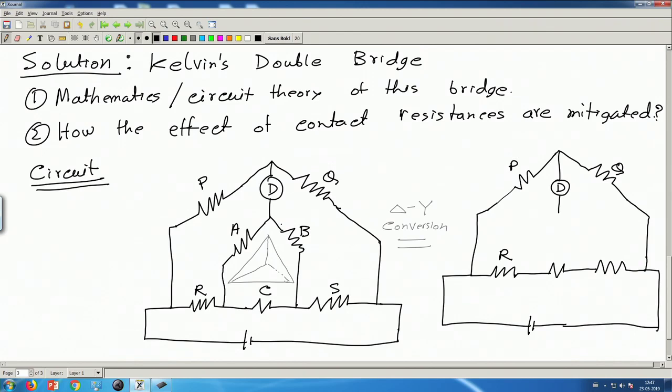So this is the circuit given. We are now to simplify this circuit using a star delta conversion. So this delta part will now become a star. So this A, B and C are converted into three star connected resistances. This delta becomes this star.